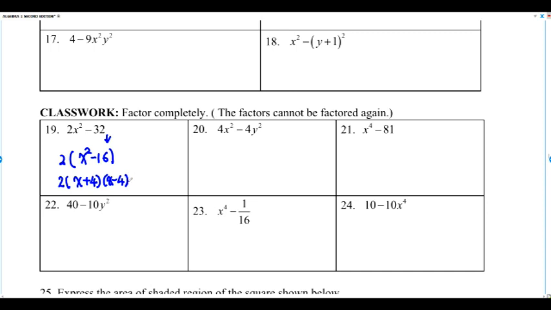That's it. You want to do one more? Yes, try one more. Number 20. 4 is a common factor, right? The GCF is 4. 4 is out, inside is x squared minus y squared. This one can be factored. Continue, right? x plus y, x minus y. Okay, that's it. We'll try number 23.